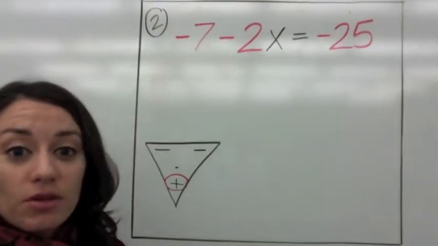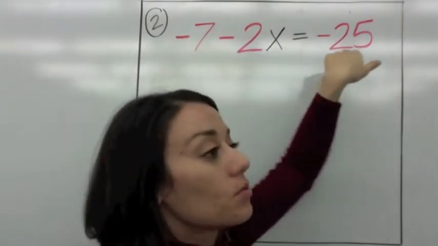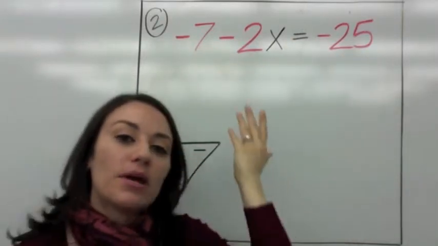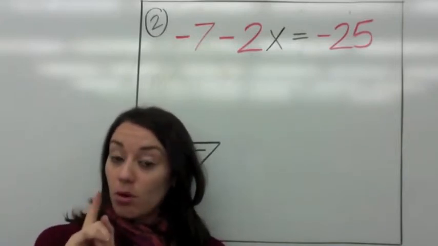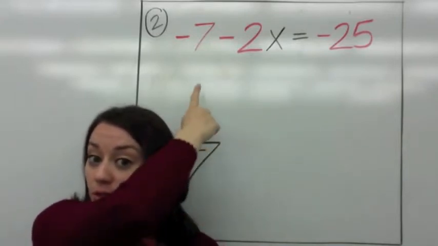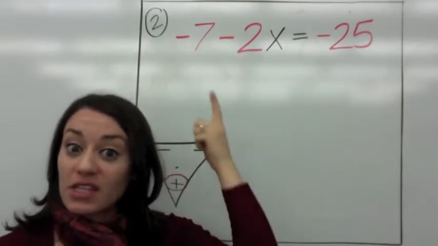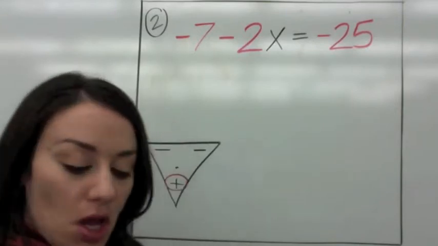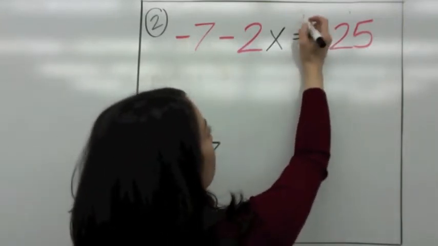Read example 2 with me. It says negative 7 minus 2x equals negative 25. Now what is different about this equation? Does it start with the term or does it start with a number? Starts with a number, right? Starts with negative 7 instead of negative 2x. But we're going to solve this equation the same way we solve everything, is we're going to draw a T first. Draw a T.